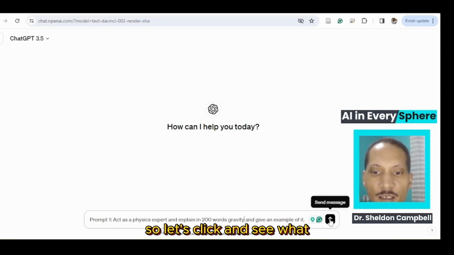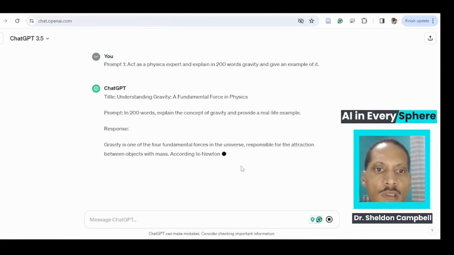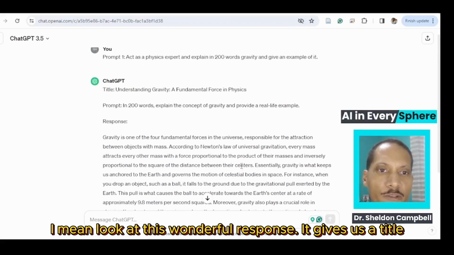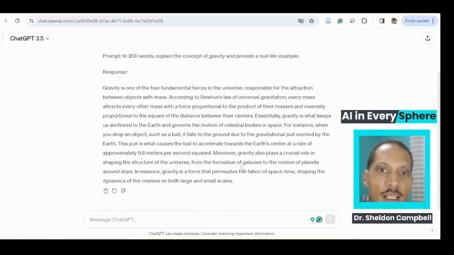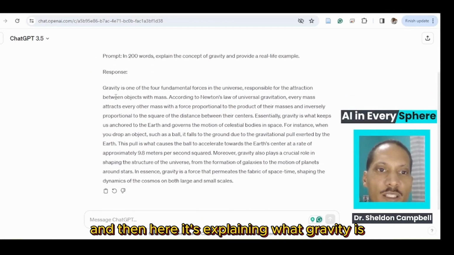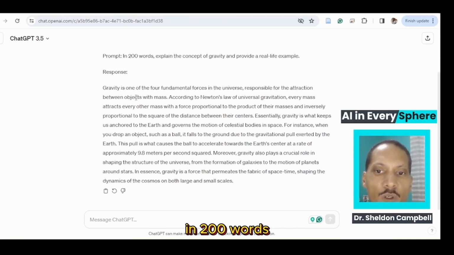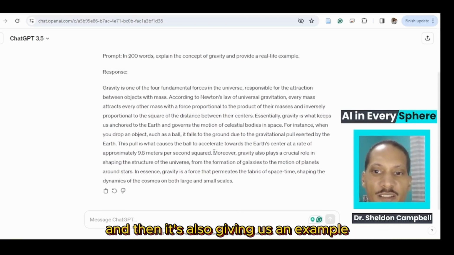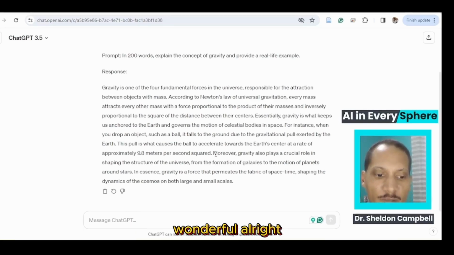So let's click and see what, look at this wonderful response. It gives us a title, and then here it's explaining what gravity is in 200 words, and then it's also giving us an example. Wonderful.